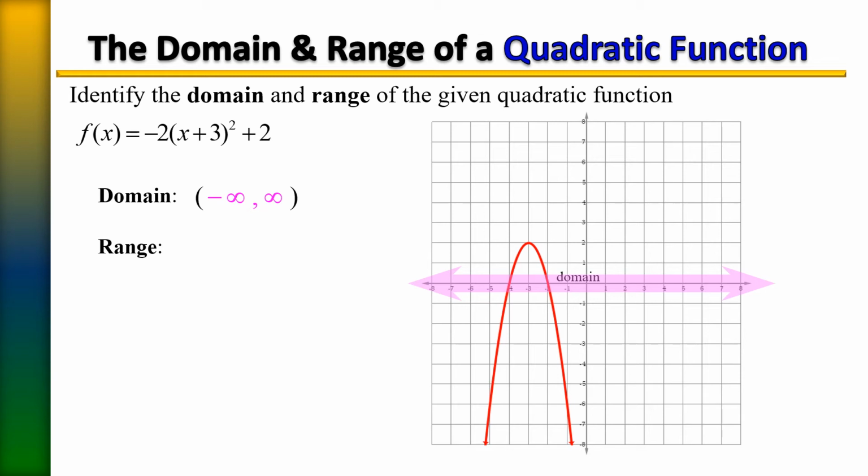Next, we want to identify the range. The range is your vertical span. In other words, you want to know how far this graph extends up and how far it extends down. Note that this graph in particular will begin at 2 and go forever down to negative infinity. To write that in interval notation, we would write it as parentheses negative infinity, comma, 2 bracket. And that is the domain and range of this quadratic function.